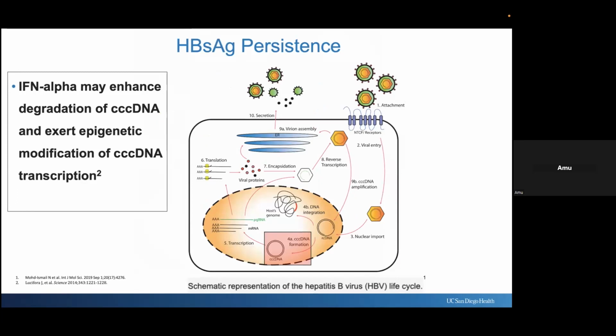Interferon has both antiviral and immunomodulatory effects, though its precise mechanisms remain unclear. But there is some evidence that interferon can enhance the degradation of CCC DNA and exert epigenetic modifications of CCC DNA, which potentially explain its greater impact on hepatitis B surface antigen production compared to the reverse transcriptase inhibitors. Higher levels of hepatitis B surface antigen are also associated with impairment of host T and B cell immune functioning, which is a barrier to clearance of hepatitis B infection in general.